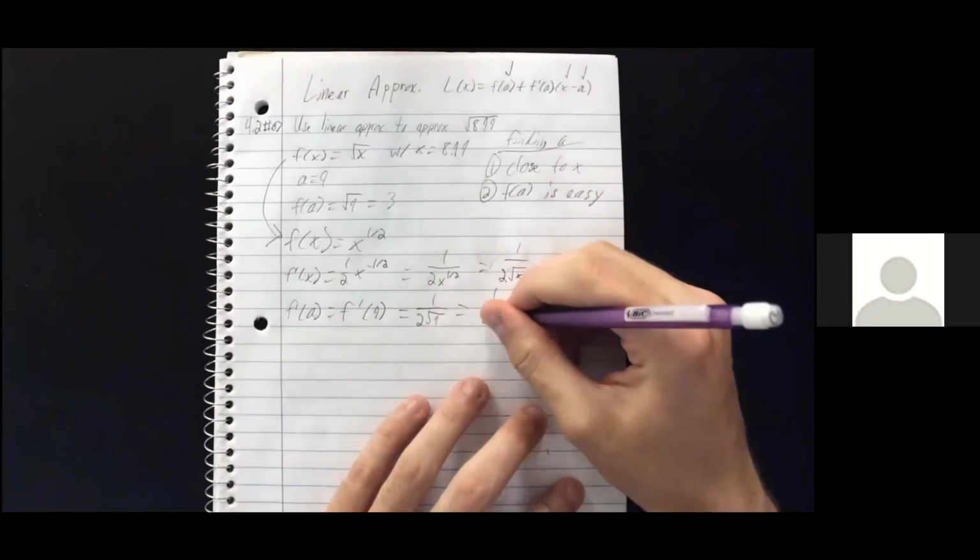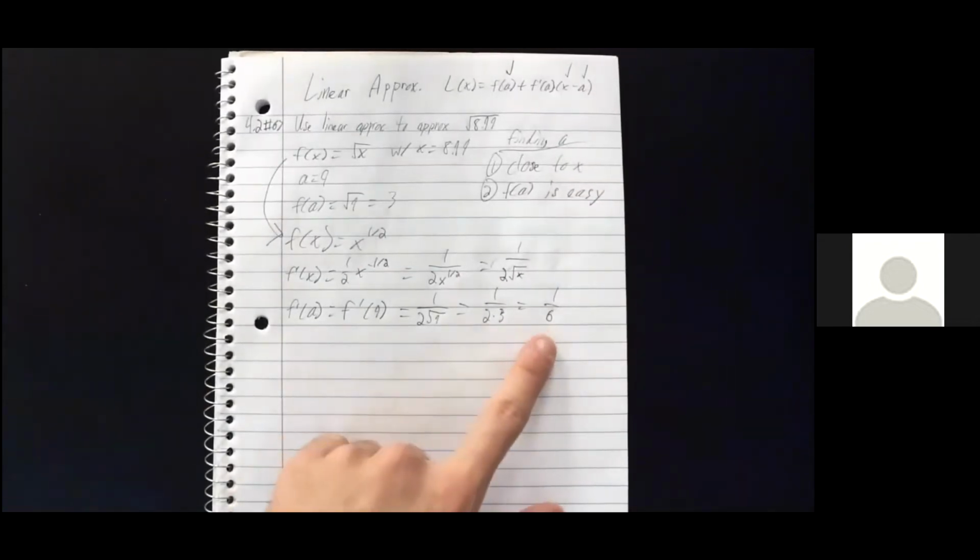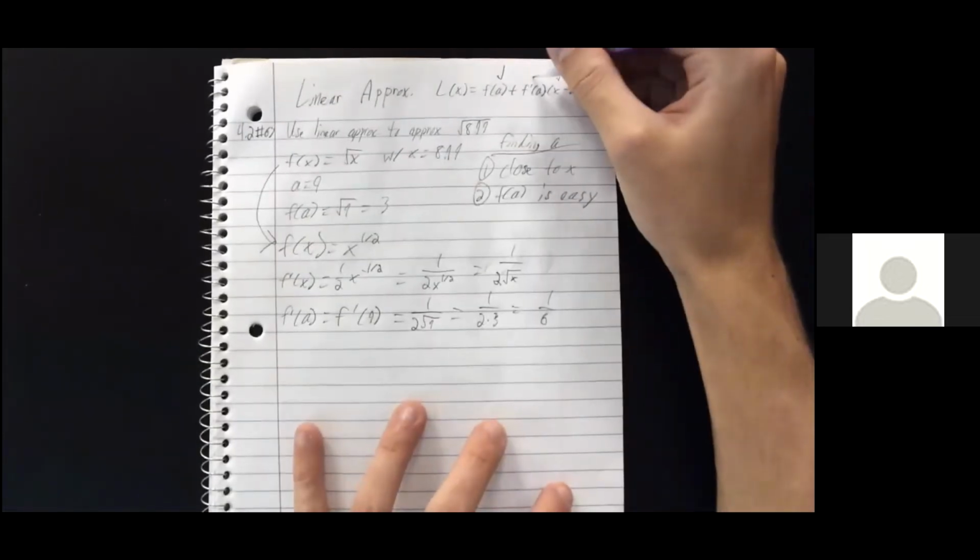2 times 3 equals 1/6. I'm really bad at drawing sixes. Okay, cool. So is 1/6 what you got too? Awesome. So now we have f prime of a, and from there we can solve. All we have to really do is plug all our values in, and that's our linear approximation.